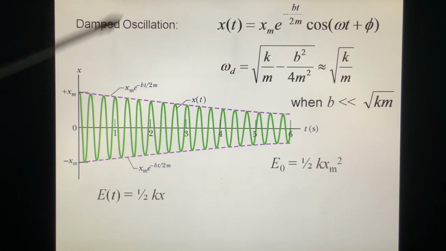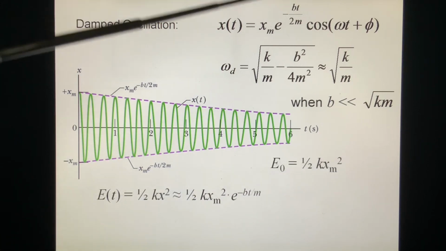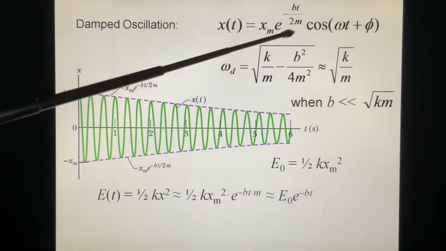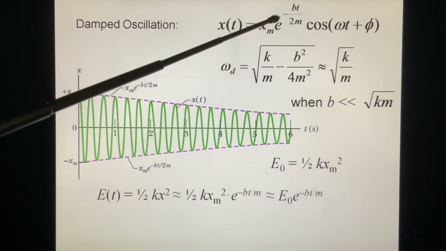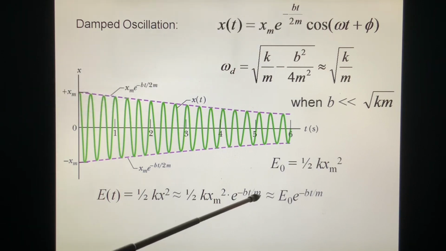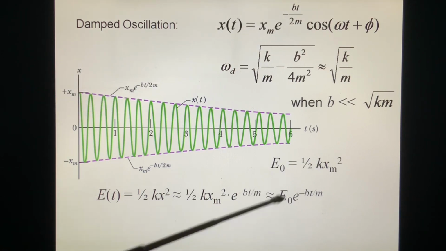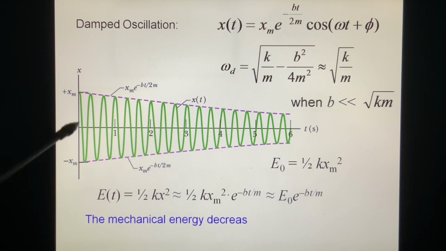Now we see the energy. The energy is one half k x_m squared, and at time t, because this term changes, x_m becomes x_m e to the minus bt over 2m, squared, so e to the minus bt over m. So the energy gets less and less because it is consumed by friction. The mechanical energy decreases exponentially with time.